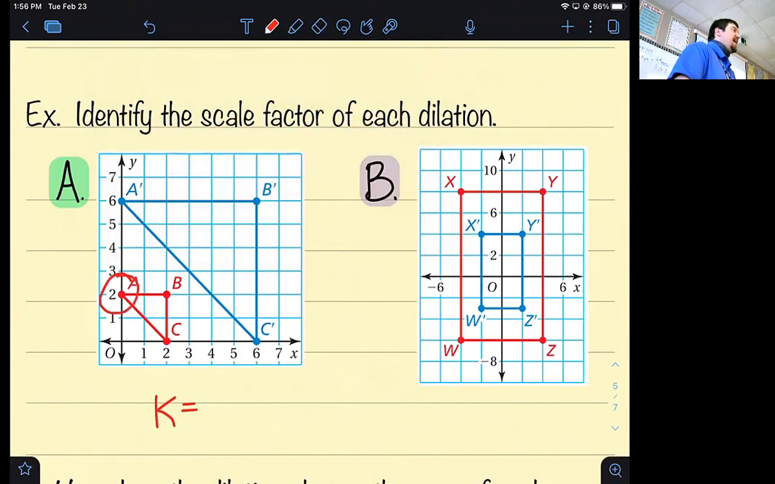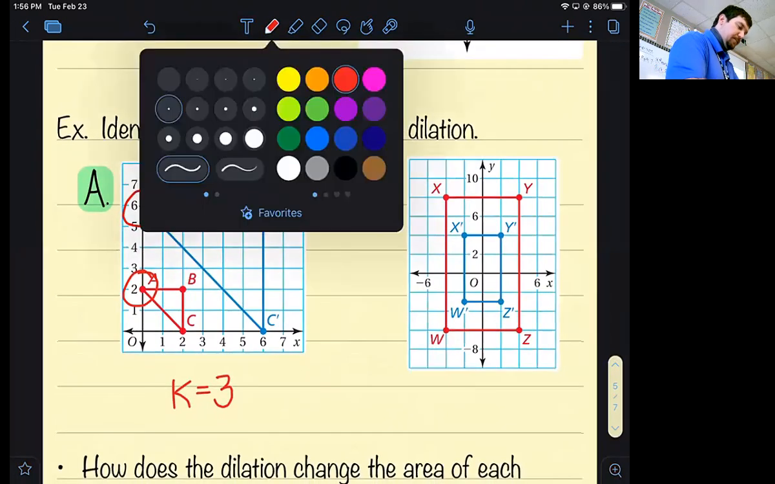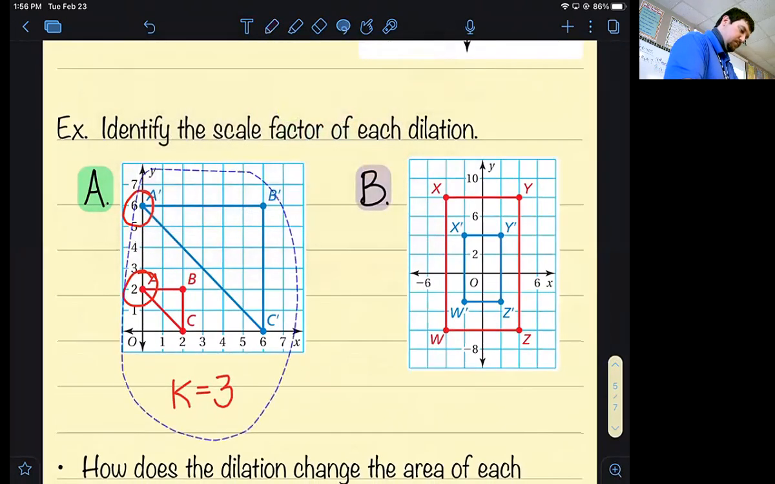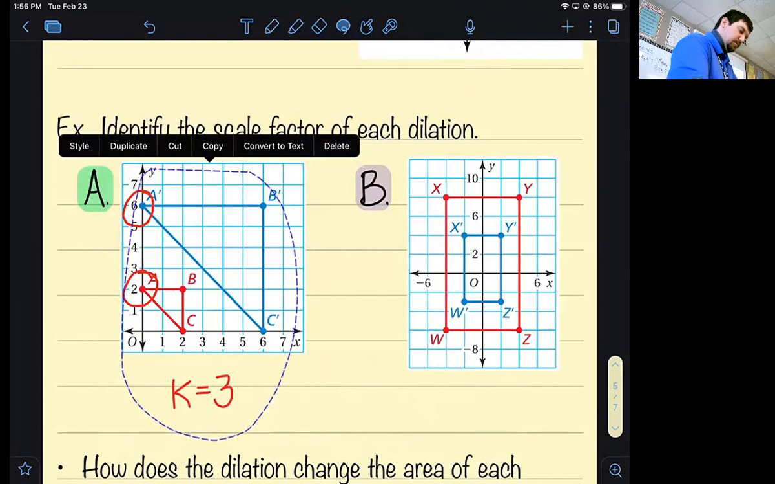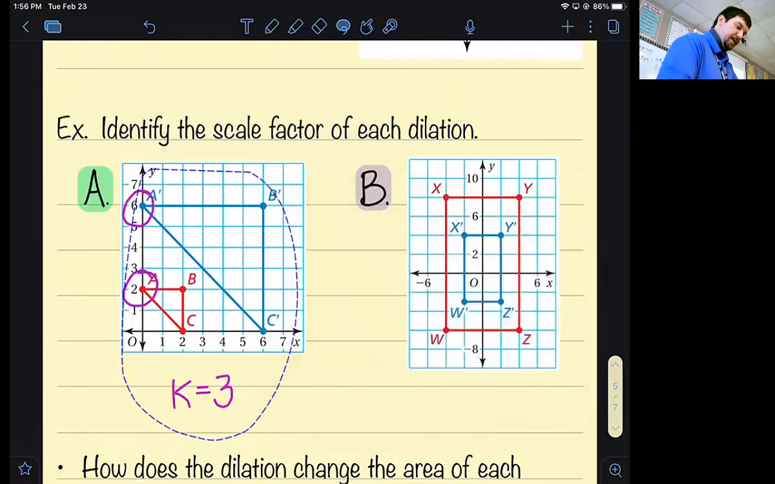What's the coordinate of A? 0, 2 goes to 0, 6. What did they multiply by? 3. And that will be true no matter what. B was 2, 2. It went to 6, 6, right? So they just multiplied by 3. So I just have to pick 2 of the vertices. Use a color that doesn't show up on the coordinate plane already.